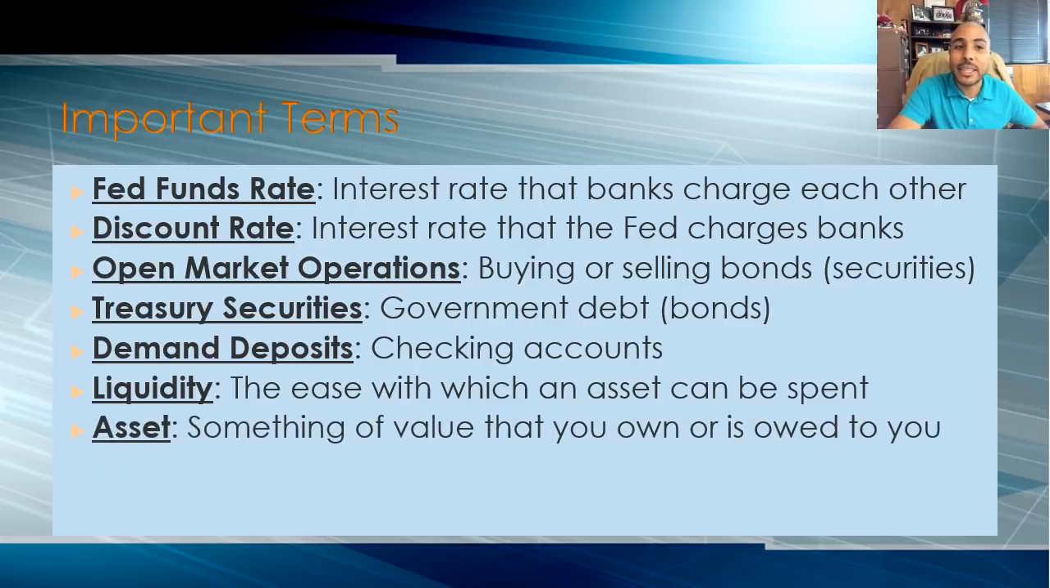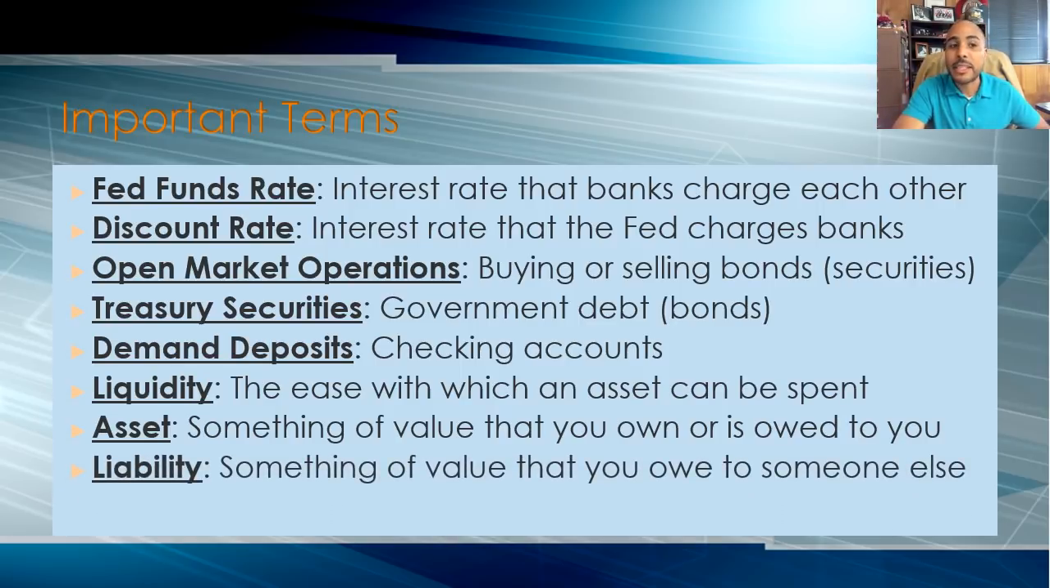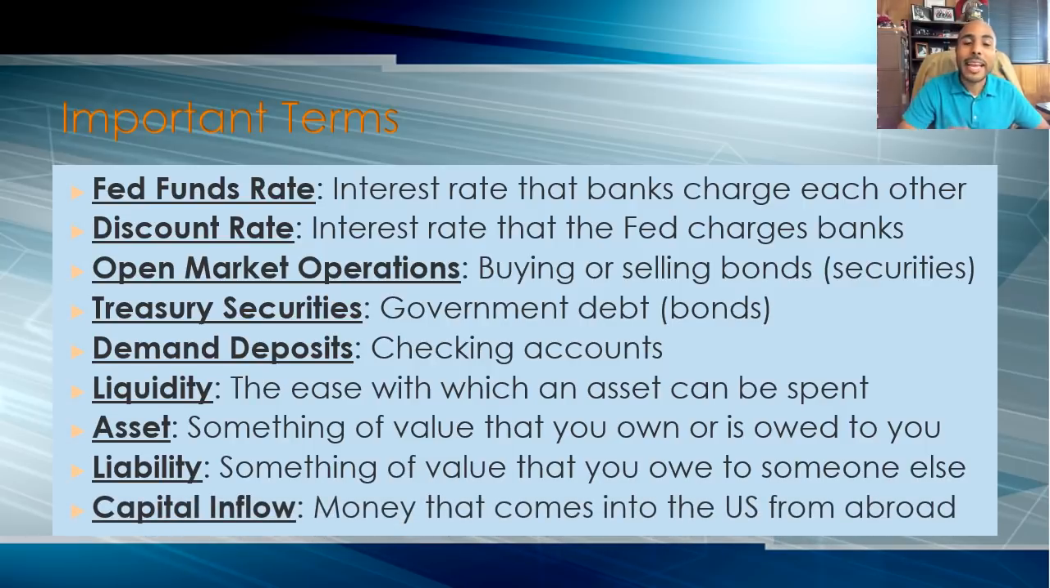Now, an asset is something of value that you own or something of value that is owed to you, whereas a liability is something of value that you owe to somebody else. And last of all, a capital inflow, or capital inflows. That means money coming into the U.S. from abroad. So when foreigners put their money into the U.S., it's called a capital inflow.